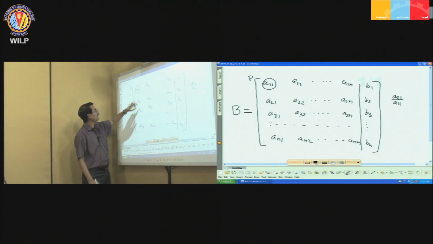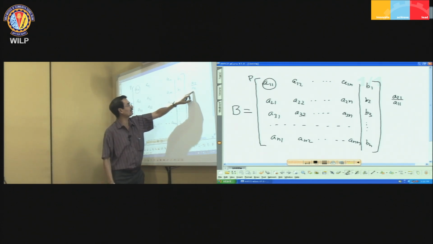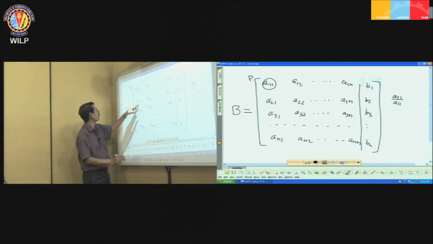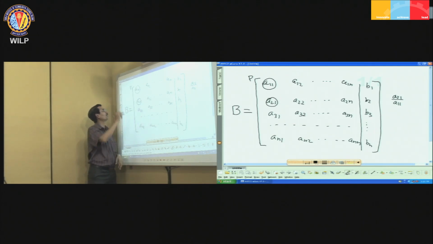Then subtract the resulting output from the second row. So, multiplying the first row by A21 by A11, then subtract it from the second row. Therefore, this A21 will become 0. This is your pivot element. So A21 will be 0.